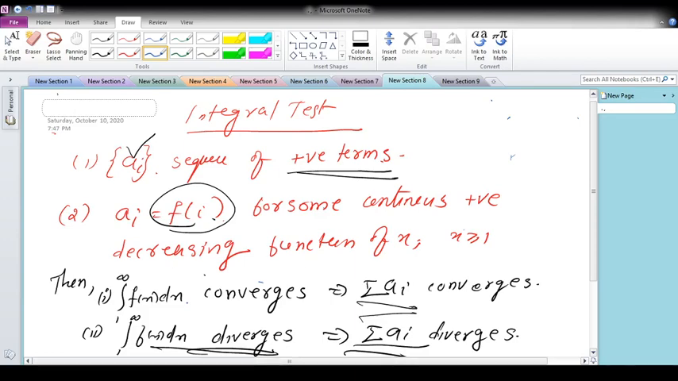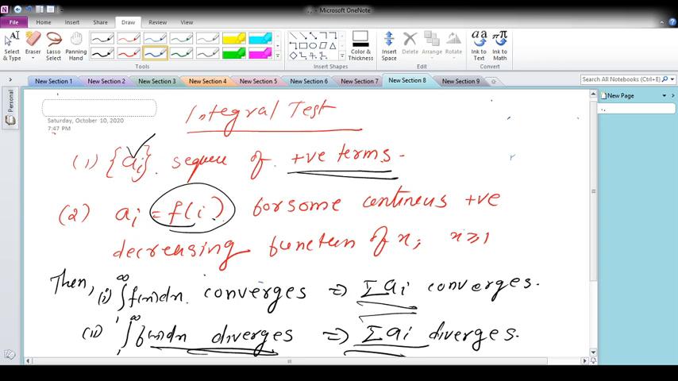Last class, I taught what the integral test is. Once more I emphasize the definition of the integral test and where we use it, which type of infinite series we test for convergence with this test.